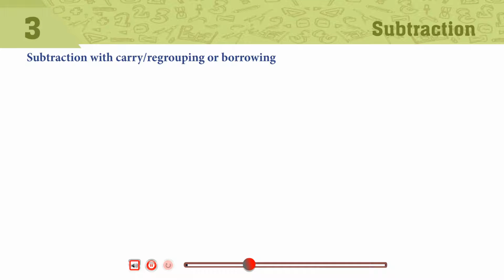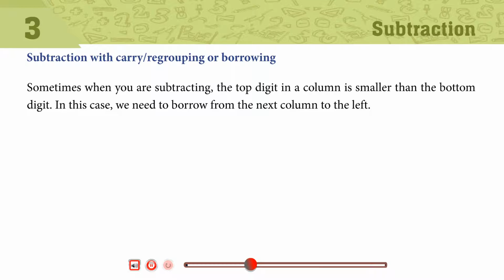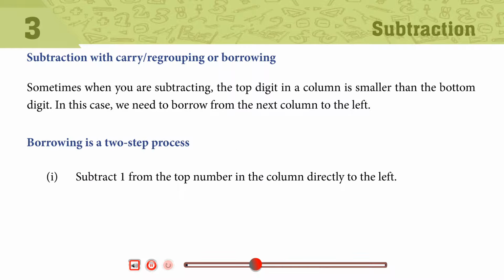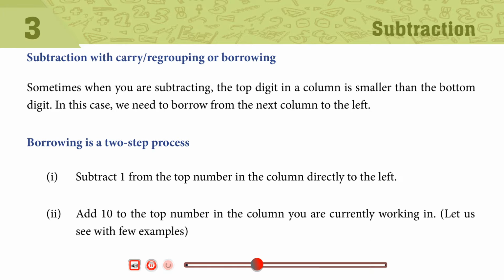Subtraction with carry, regrouping or borrowing. Sometimes when you are subtracting, the top digit in a column is smaller than the bottom digit. In this case, we need to borrow from the next column to the left. Borrowing is a two-step process. Subtract 1 from the top number in the column directly to the left. Add 10 to the top number in the column you are currently working in. Let us see with a few examples.